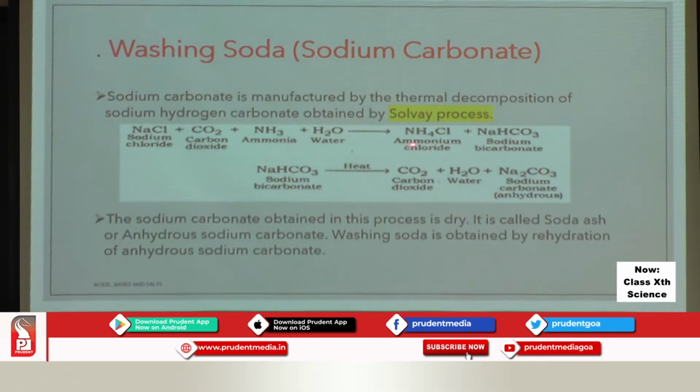What are you getting? Ammonium chloride. This is the electrolytic decomposition reaction from which you have obtained various byproducts which are being used over here. You are getting sodium bicarbonate. This sodium bicarbonate, this is the main reaction that you need to know. This sodium bicarbonate on heating is giving you sodium carbonate.